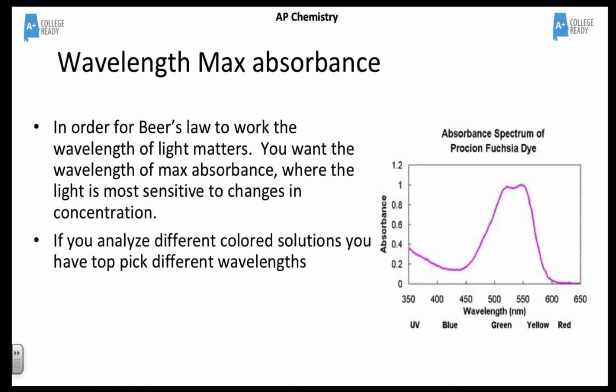Speaking of wavelengths, when you do spectroscopy with Beer's law, it's very important that you pick the wavelength of maximum absorbance. This is the wavelength where the light really is going to be sensitive to changes in concentration. For example, in this graph, you can see that the wavelengths from about 500 to about 575 are going to be the highest absorbance. So if you were going to be measuring concentrations of this dye, you would want to pick some wavelength in that range. Picking a wavelength down here, 600, isn't going to be helpful because it's not absorbing that wavelength of light.